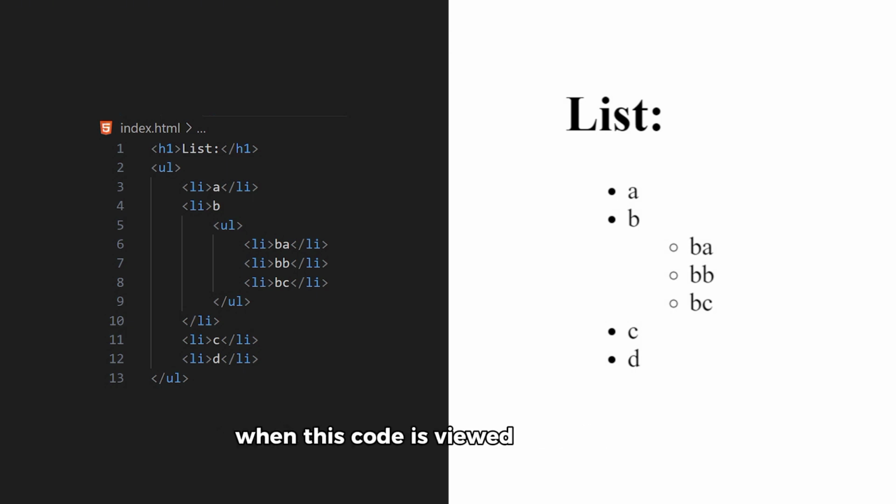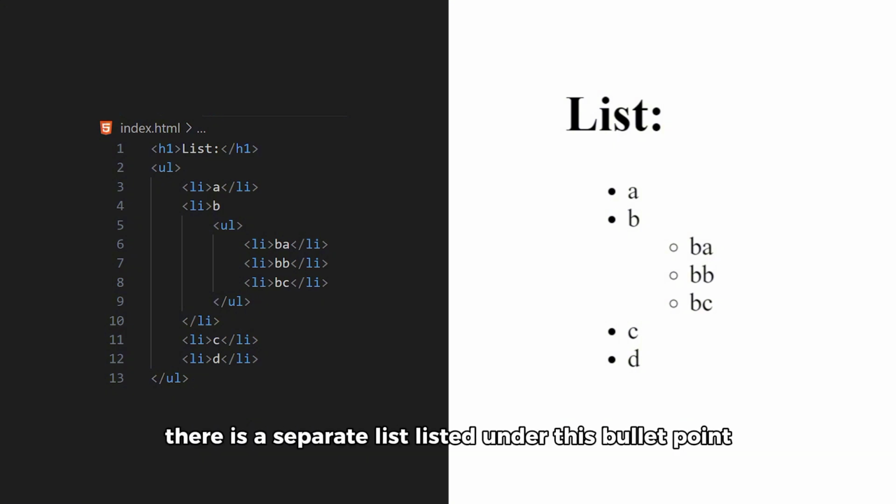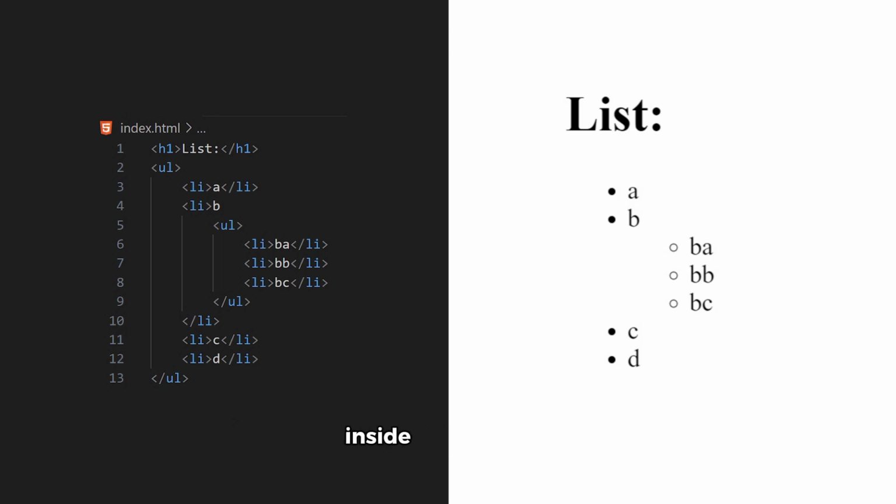When this code is viewed on a website, you'll see two lists. The first list includes everything in this section. Within the first list, there is a separate list nested under this bullet point. So it's quite simple. Inside the list item, you can have another list.